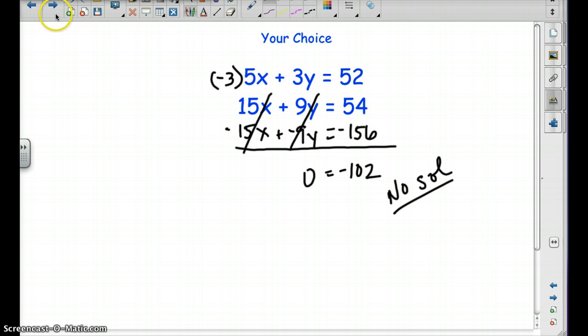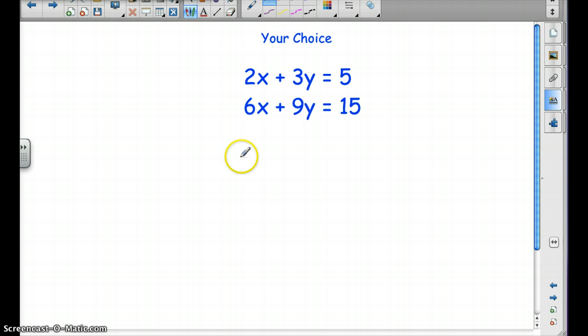All right, one more example. Again, you can do it your choice if you want to use substitution or elimination. This is another one where I would use elimination because it's easy to cancel this out. 2 and 6. If I just times by negative 3 yet again. Make sure everybody gets multiplied by negative 3. We don't leave anybody out. In math class, we're nice people.